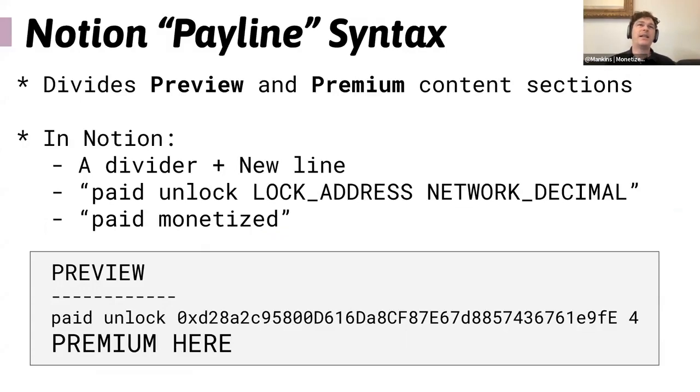A little bit about the Notion payline syntax. This is really the only thing that is new with the integration on the Notion side. So essentially what you do is you add a divider, and then you write either paid monetized or paid unlock and the lock address. Those two things are the way that we then tell Notion that the screen is divided up into these two premium and preview sections.